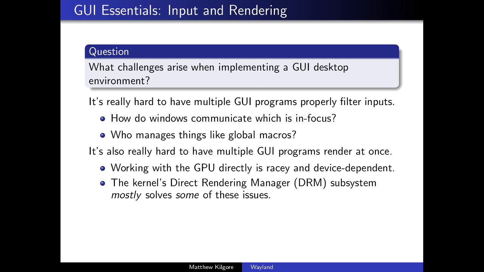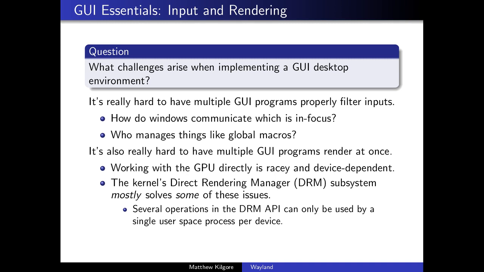Now, Linux's kernel does have a subsystem called the Direct Rendering Manager, or DRM, and it mostly solves some of these issues. However, several operations can only be done by a single user space process, so it's not really getting rid of the raciness, and some device dependence still exists.